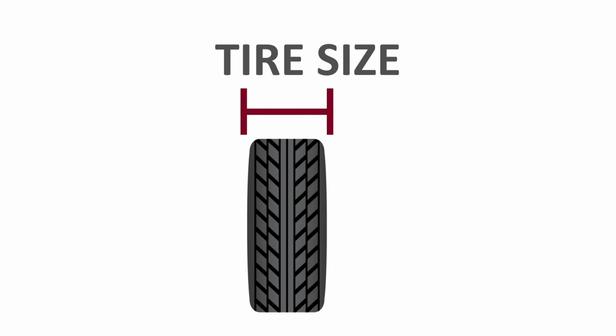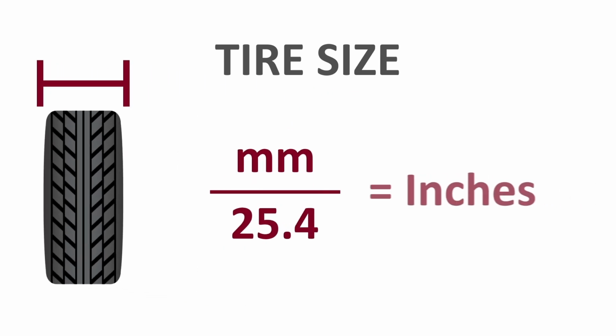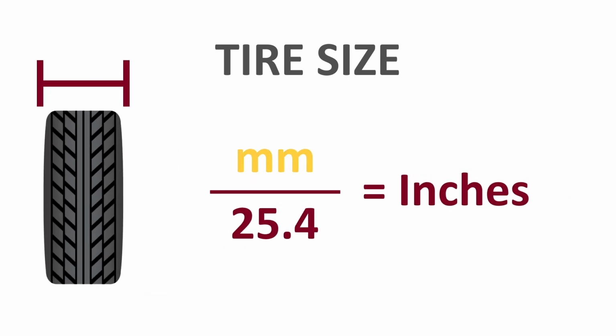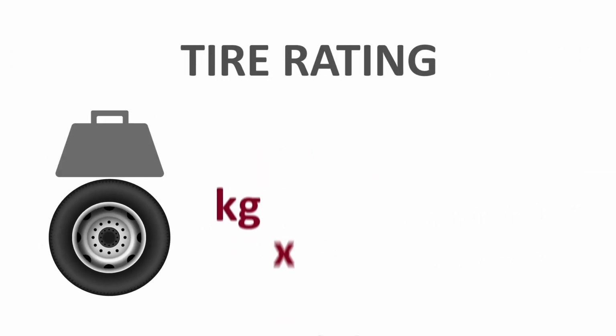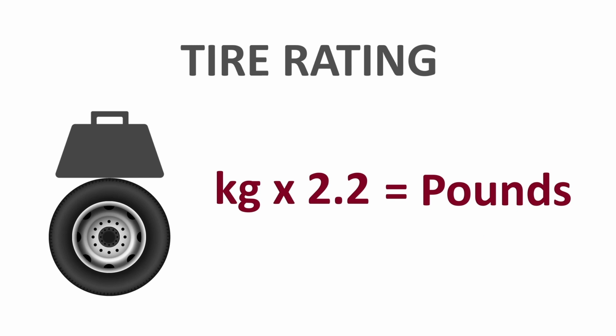If your tire size is measured in metric, convert the size to imperial using this equation. The tire size in millimeters divided by 25.4 equals the tire size in inches. Round the calculation to the nearest tenth. Likewise, if your tire rating is measured in metric, convert the rating to imperial using this equation. The rating in kilograms times 2.2 equals the weight rating in pounds.